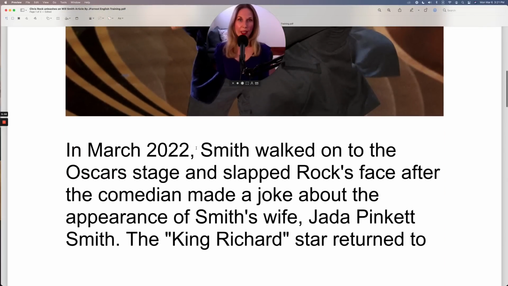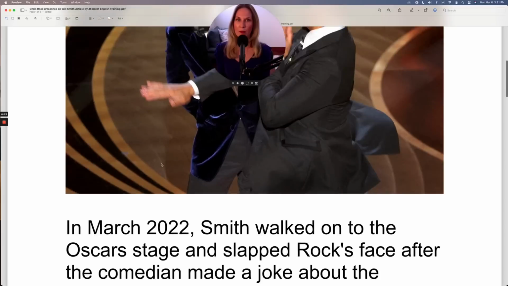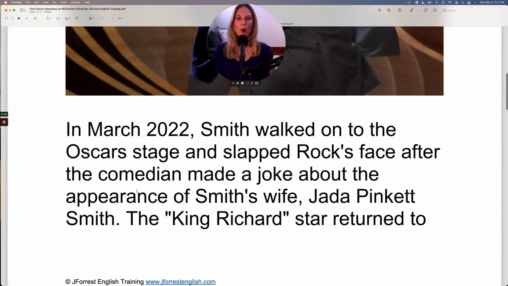In March 2022, Smith walked on to the Oscars stage and slapped Rock's face after the comedian made a joke about the appearance of Smith's wife. And this is exactly what you're seeing here. So Will Smith, he walked on to the stage and slapped him. Why? Because Chris Rock made a joke about Will Smith's wife. And the joke was about her appearance. Appearance is how someone physically looks. That is appearance. How someone physically looks.